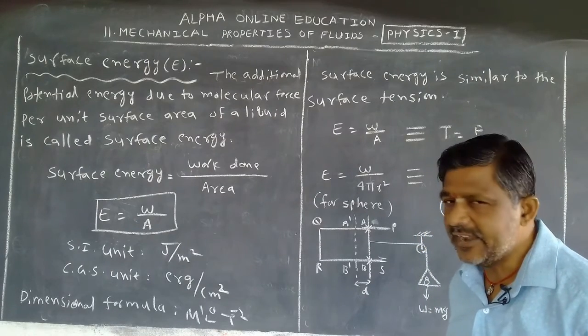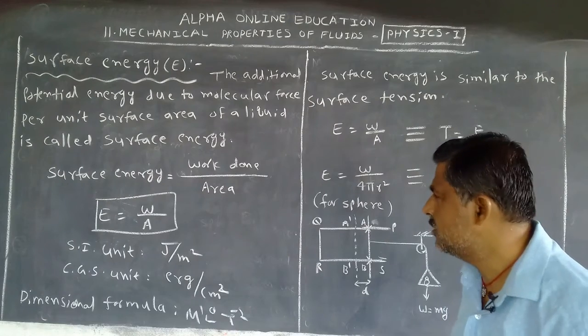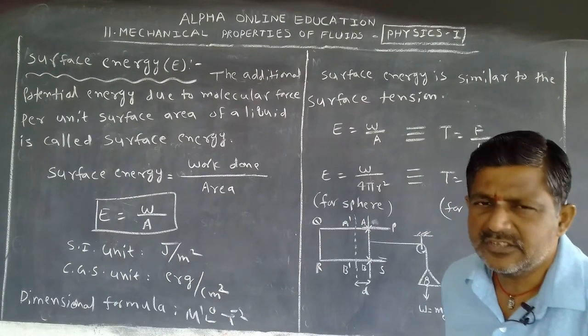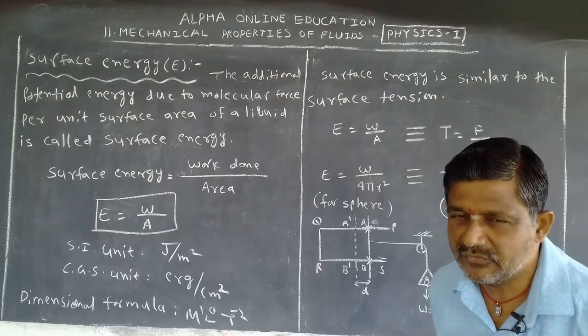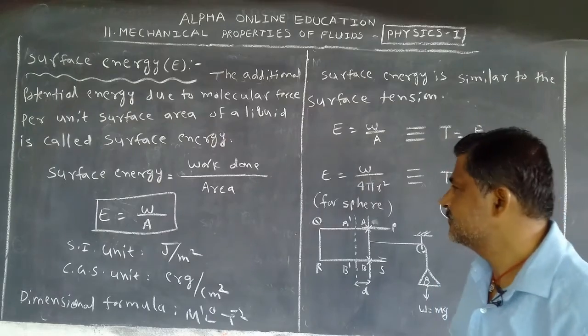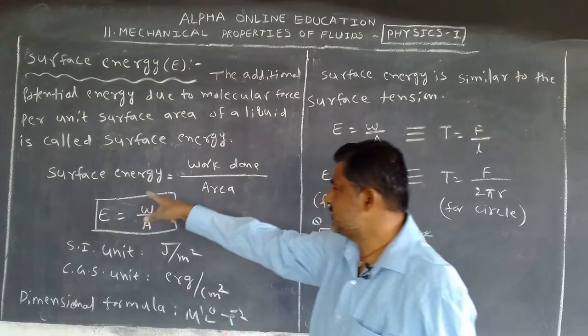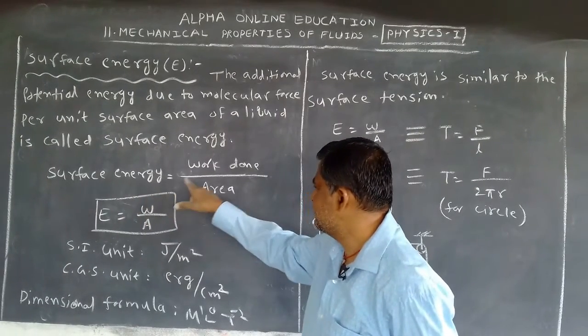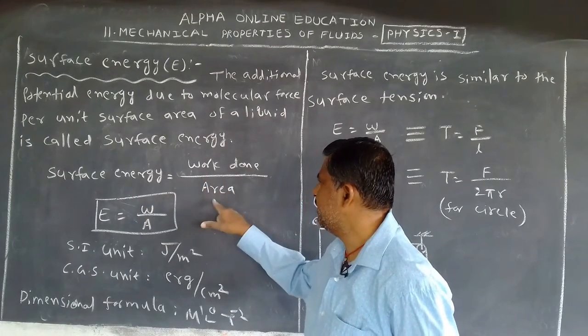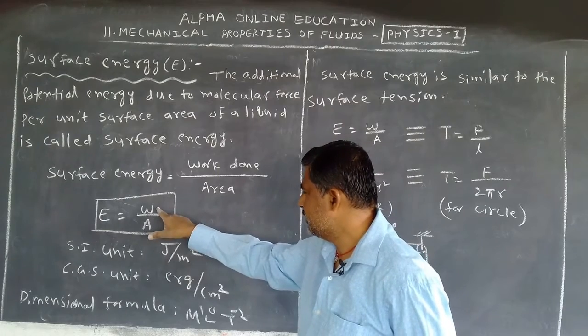How can we write it? When we do work, it is stored in the form of potential energy. That's why surface energy is work done per unit area, W by area.